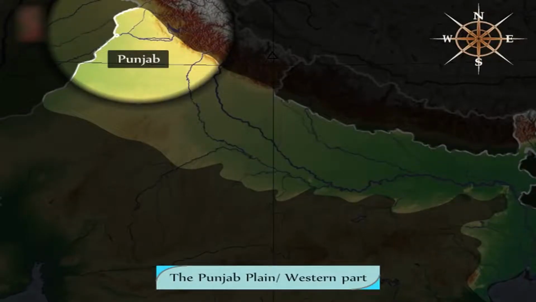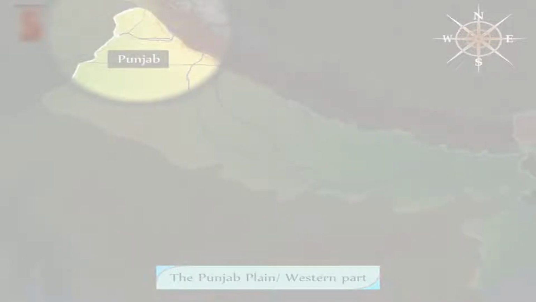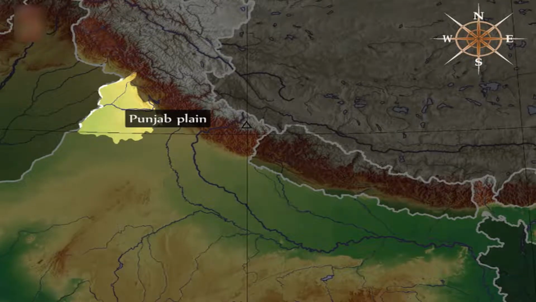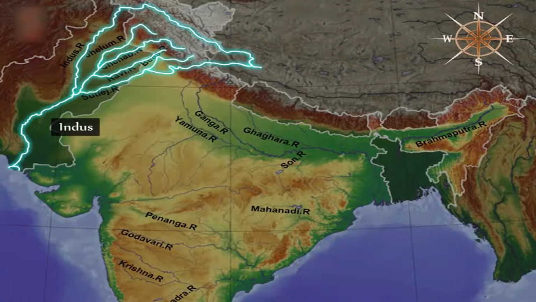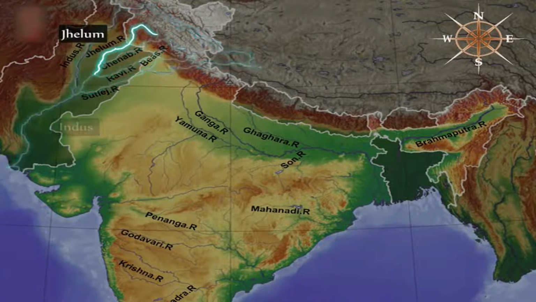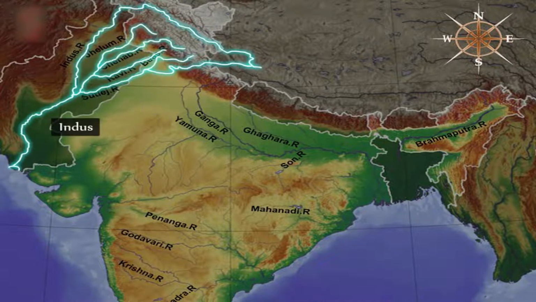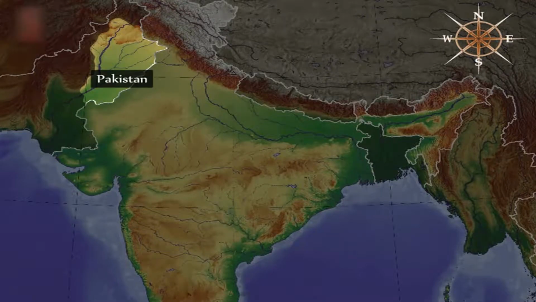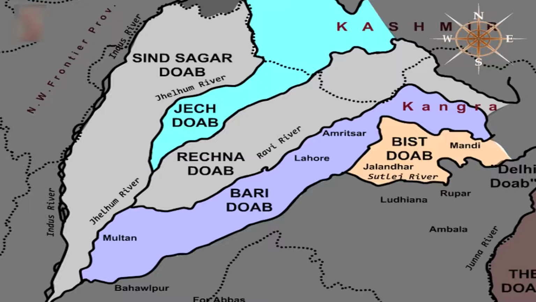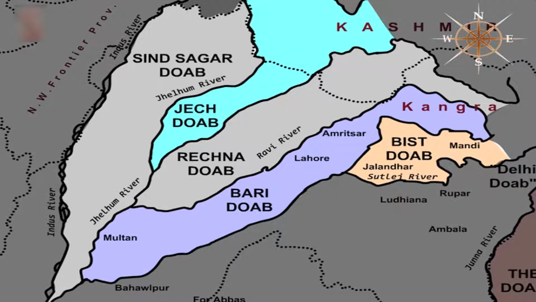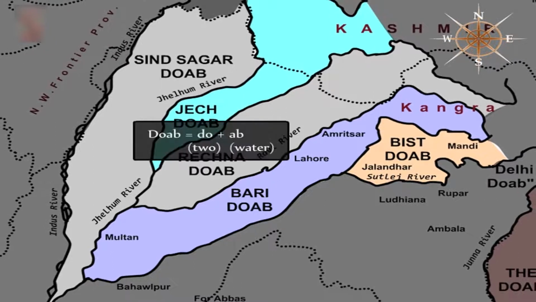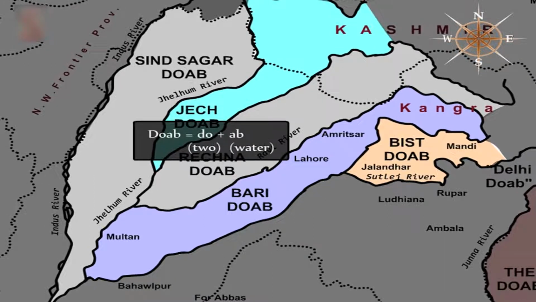A. The Punjab Plain or western part. The Punjab Plains form the western part of the northern plain. This is formed by the Indus and its tributaries like Jhelum, Chenab, Ravi, Beas and Satluj. A major portion of this plains lies in Pakistan. This area is dominated by the Doab features. Doab is a term used in India and Pakistan for a tongue or a piece of land lying between two rivers.